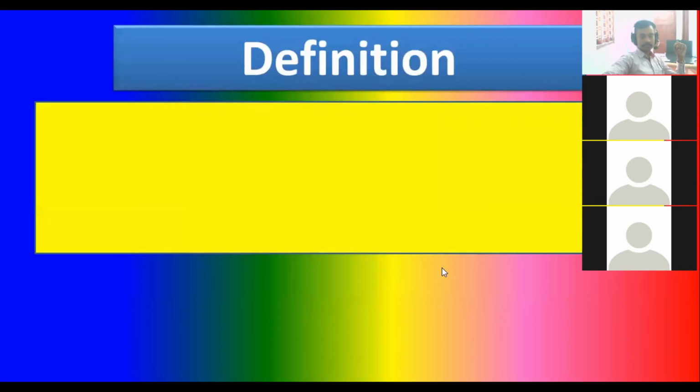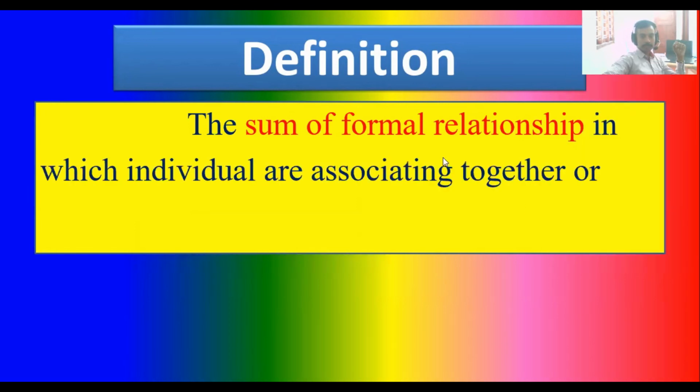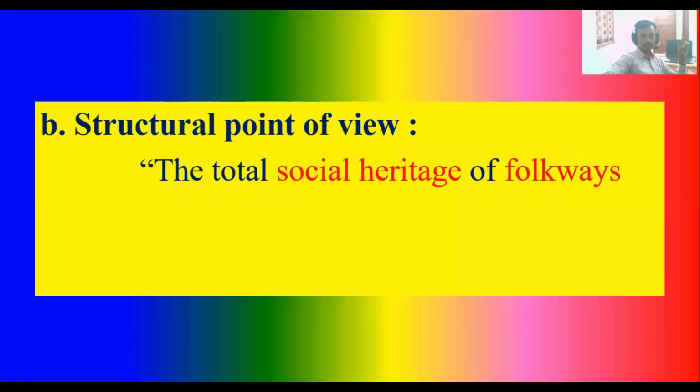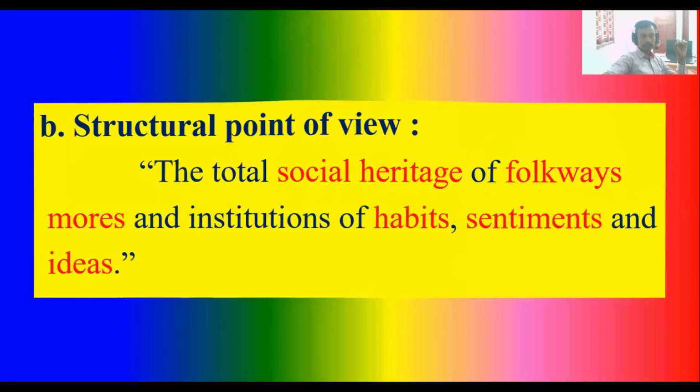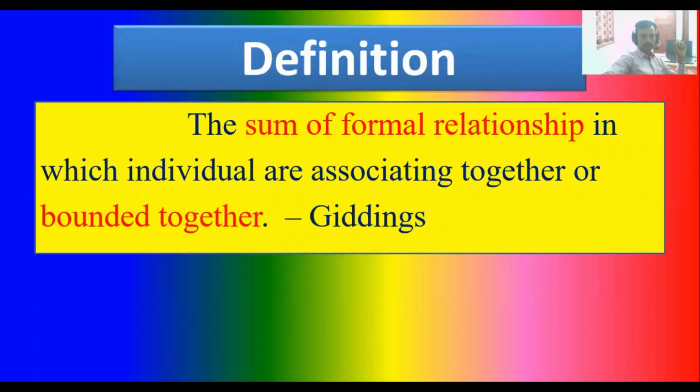Definition: sum of formal relationships. So there is the meaning, functional point of view, then previously the structural point of view. So this is the definition: sum of formal relationships. Individuals are associated together or bound together. According to Giddings, we already learned one definition in the first unit.